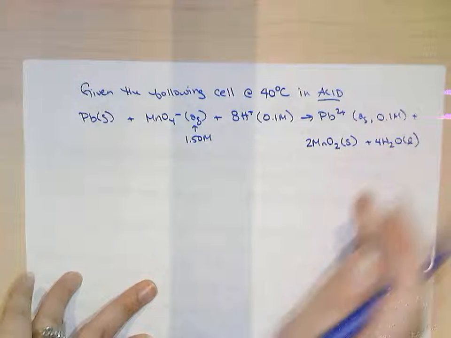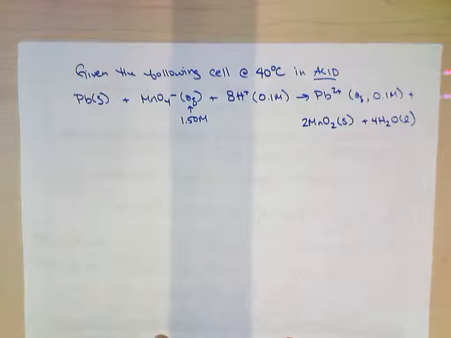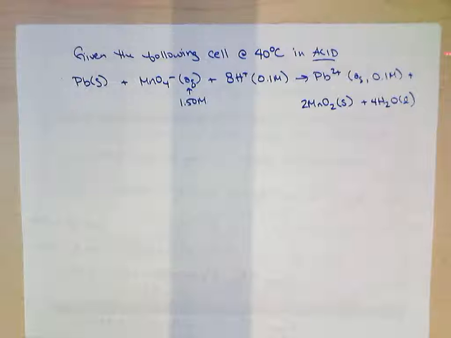All right, so my equation is partially balanced. What we need to do is balance it first in acid, then figure out E0, then figure out Q, and then figure out E non-standard state. We'll do it as fast as we can, so you guys have time for your quiz.